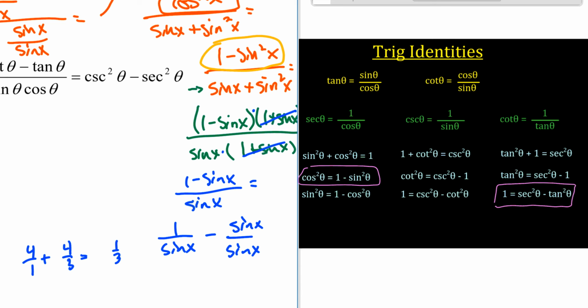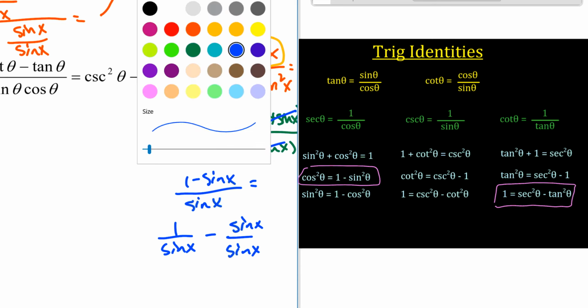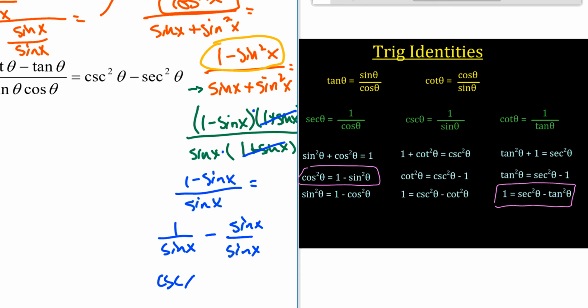All right, so let me get rid of these. We are super duper close to our final installment of this proof. And so 1 over sine of x is cosecant x. Sine over sine is 1, and we got to where we needed, just like I said, 25 steps later.